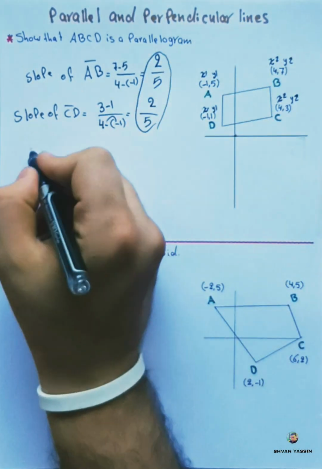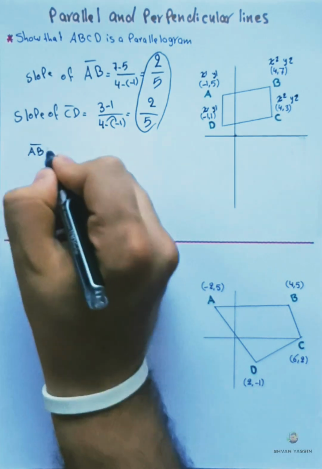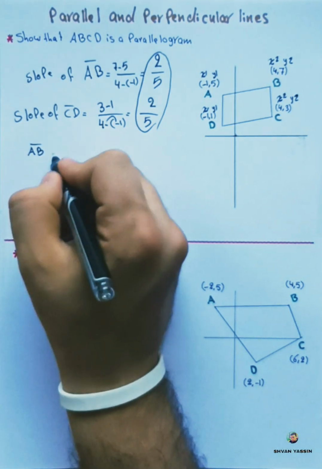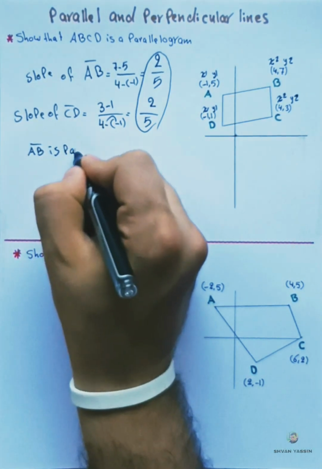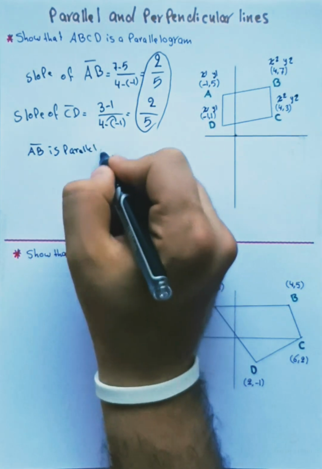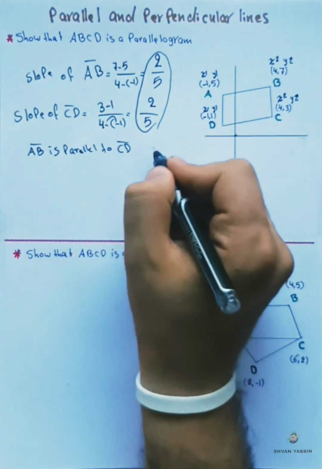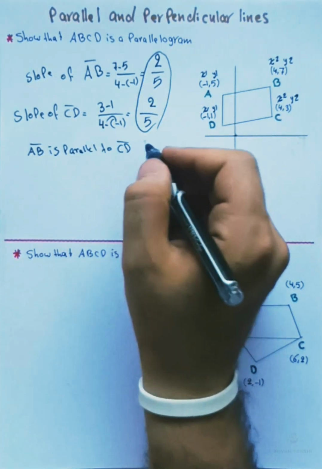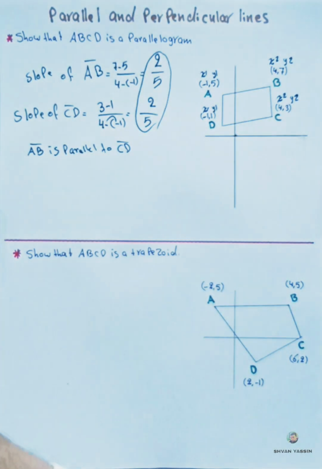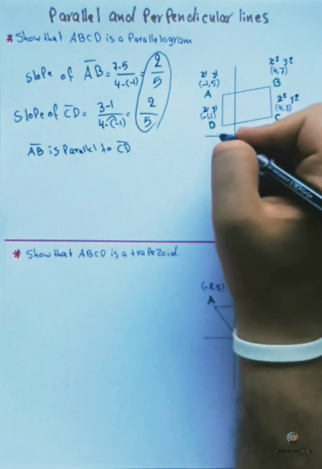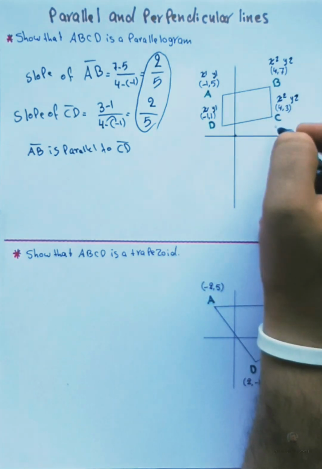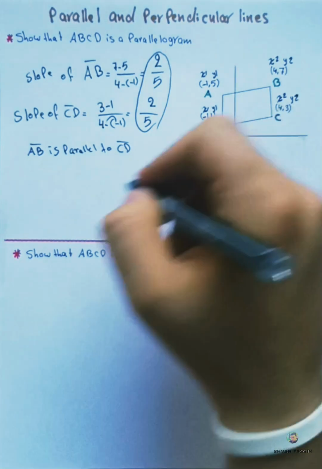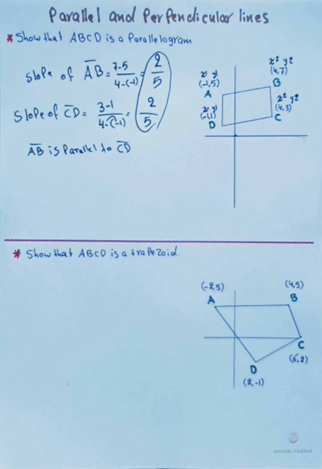We can say AB line is parallel to CD because they have the same slope. And then we can say AD and BC are parallel because they are both vertical.